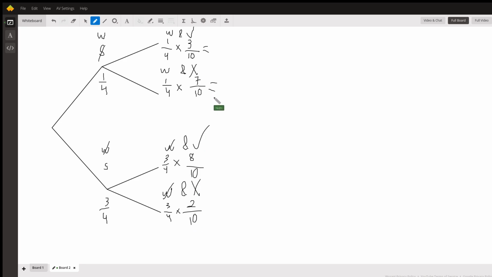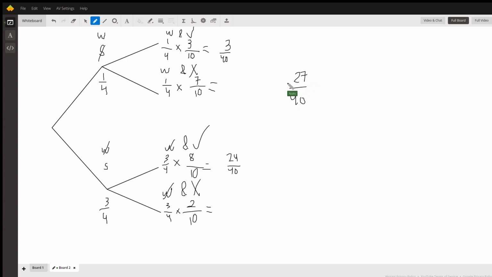So you can multiply all of these, but you actually only need a few of them. You only need the situations where you end up with a good grade. So you need to figure out this one, and then you need to add them up, right? So 1 times 3 is 3. 4 times 10 is 40. 3 times 8 is 24. And 4 times 10 is 40. And then 3 plus 24 is equal to 27. So your answer would be 27 over 40.